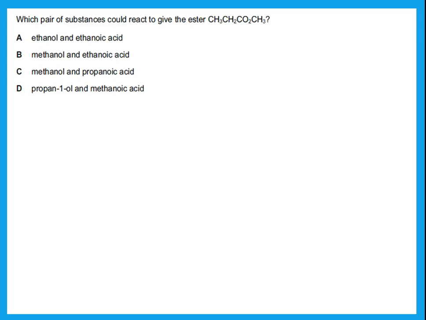Which pair of substances could react to give this ester? Well, let us look at this ester. The first part here was the acid, and the other part, which is the CH3 on the end, was from the alcohol. So the acid obviously has 3 carbons, so I want an acid that has 3 carbons. So which acid has 3 carbons? Propanoic acid. And the rest of it was from the alcohol, and the alcohol has 1 carbon, so that is methanol. Do you understand how to get it?